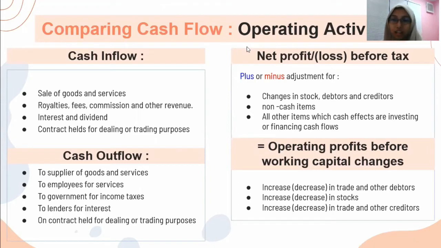Meanwhile, on the right side, the indirect method begins with the net profit or loss before tax, then adjustment for changes in stock, debtors and creditors, adjustment for non-cash items, adjustment for all other items whose cash effects are investing or financing cash flow, which produce operating profits before working capital changes. And to get the net cash from operating activities, calculate the changes of working capital. For example, increase or decrease in trade and other debtors, increase or decrease in stocks, increase or decrease in trade and other creditors.